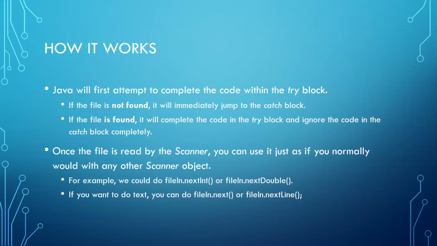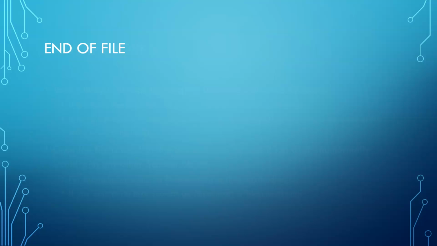For example, you could do fileIn.nextInt or fileIn.nextDouble instead of keyboard.nextInt or keyboard.nextDouble. If we wanted to do text, for example, like a string, we could do fileIn.next or fileIn.nextLine. So those are both viable options for us to explore.